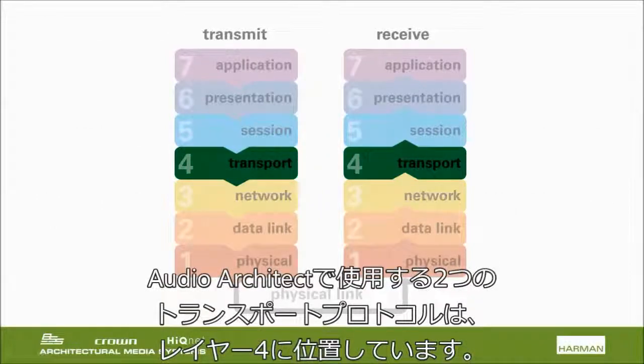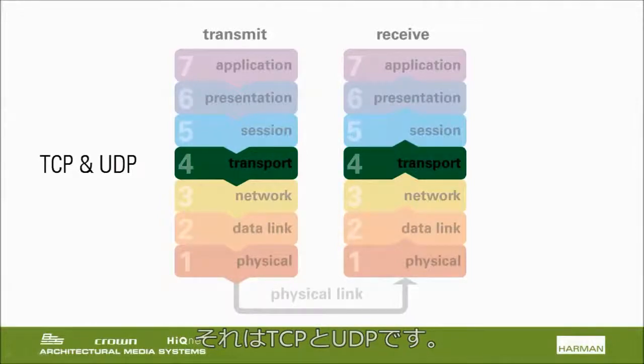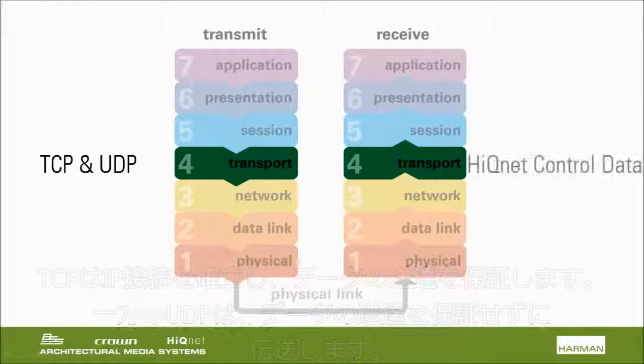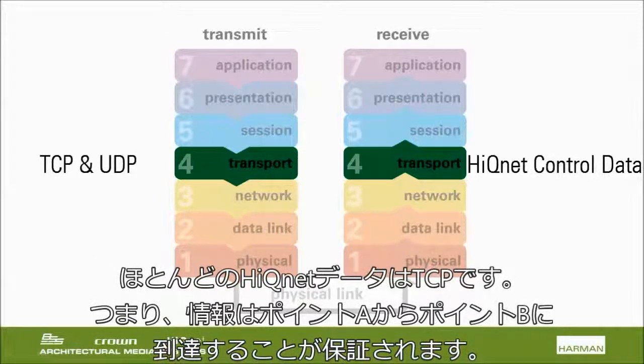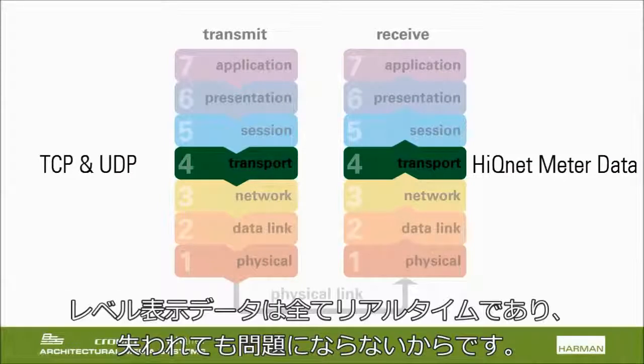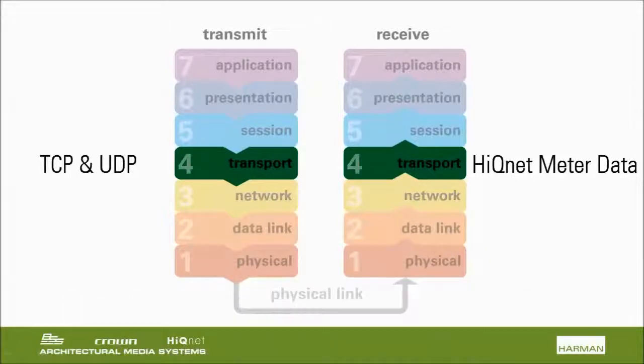Two transport protocols used in Audio Architect sit at layer 4, TCP and UDP. TCP establishes IP connections and ensures delivery of data, while UDP provides transmission without ensuring data delivery. Most HiQNet data is TCP, meaning the information is guaranteed to get from point A to point B, although HiQNet meter data is transmitted via UDP, since if it's lost, it probably won't matter since all the meter data is in real time.